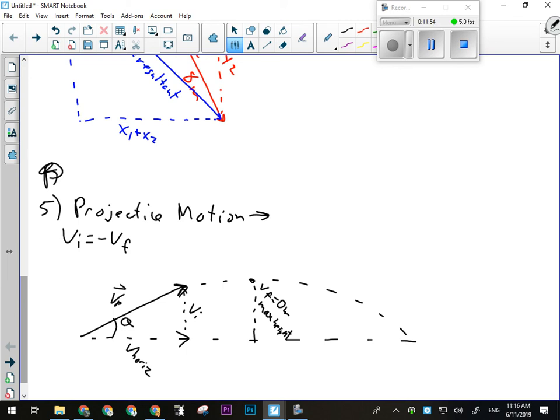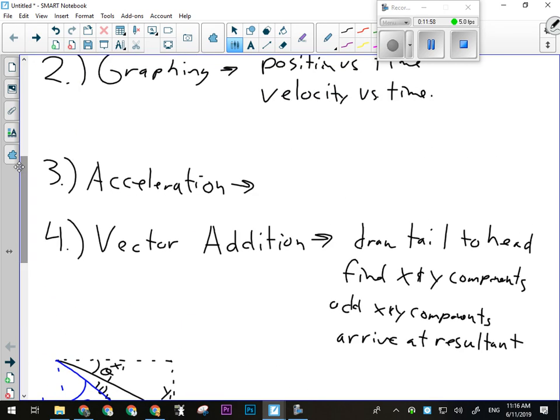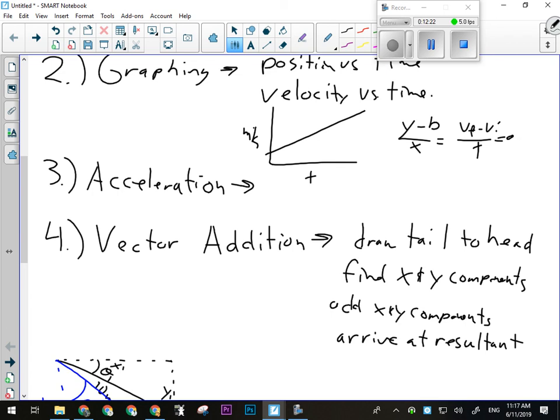All right, other stuff for kinematics here. We went over a bunch of different acceleration formulas, and a bunch of stuff to do with the graphs. We looked at how some of those formulas come from the graph, like a velocity versus time graph. The slope of the line here, y minus b over x, was vi or vf minus vi over t. That's why the slope of the line was the acceleration.